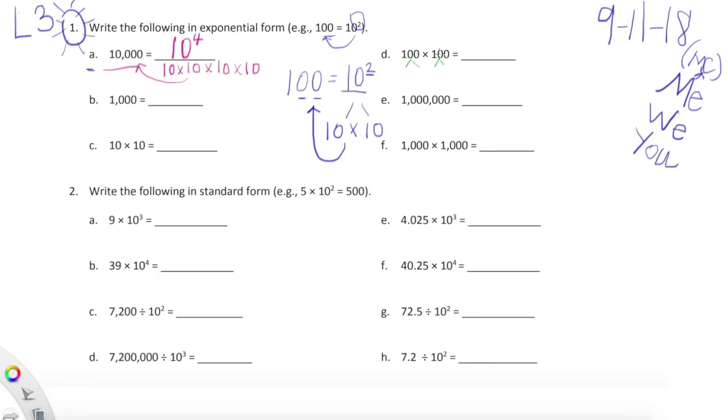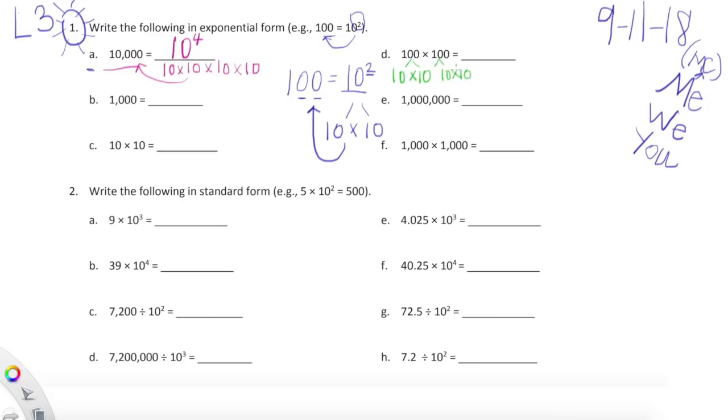100 times 100. Let's think about some things that we already know. Well, I know if I multiply 10 by 10, I will get 100. Sorry about the phone ringing, you guys. So we have 100 and 100.